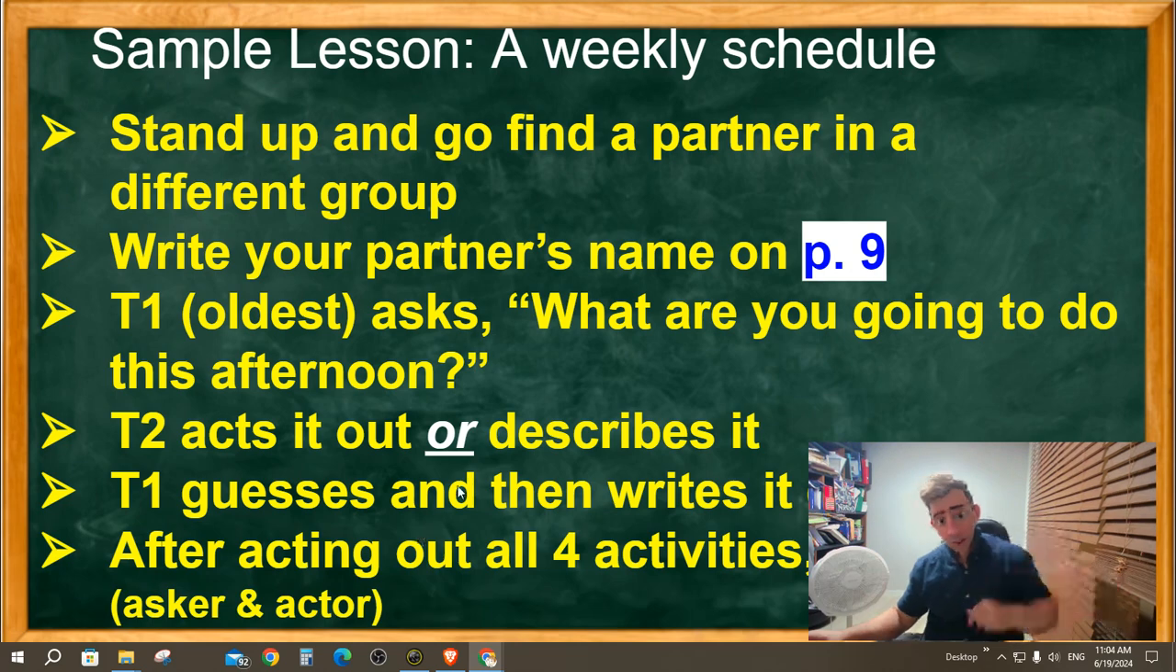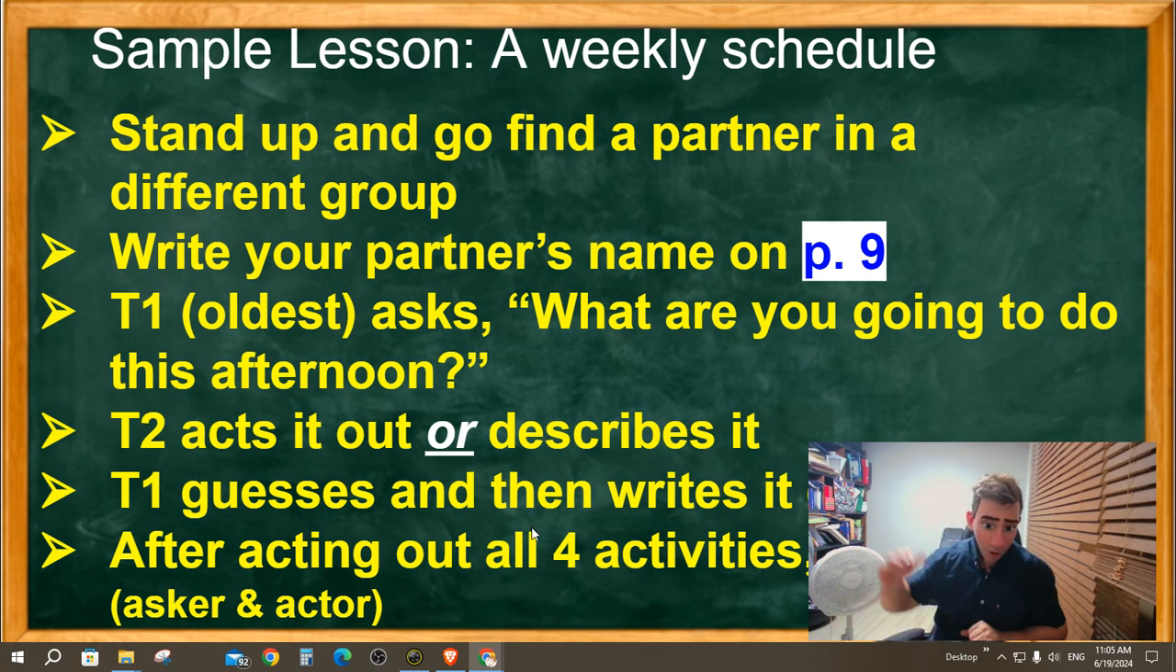Page 9. That's right. And who goes first in that pair? Older one. That's right, Mr. Kim. And do you have to describe in words, Hwayong? No, you can also act it out. Acting is fun. And in the end, switch roles. Go.